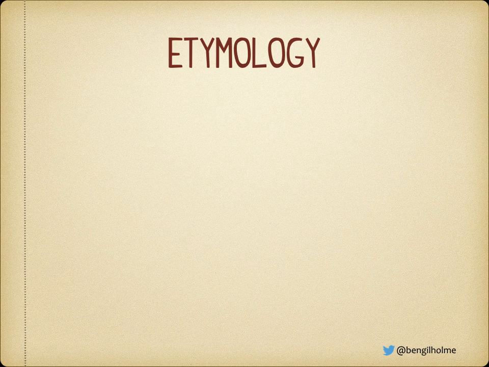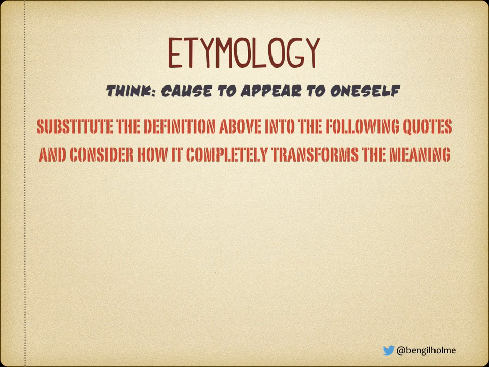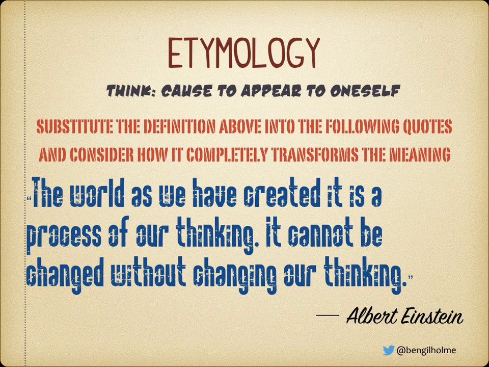So to give some examples, the first one, from Albert Einstein: "The world as we have created it is a process of our thinking. It cannot be changed without changing our thinking." So if we substitute the definition "cause to appear to oneself" for the term thinking, we get: the world as we have created it is a process of our appearing to ourselves, or you might think of it as looking at ourselves. It cannot be changed without changing the way we appear to ourselves. So it creates this shift in understanding of that quote, because it suggests that it's all in the way that we look at ourselves that will have the biggest impact on the way that we engage with our world.